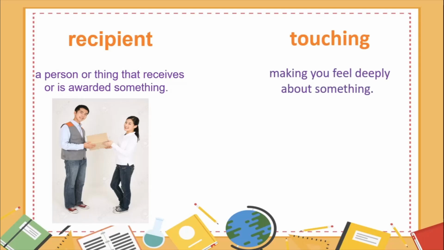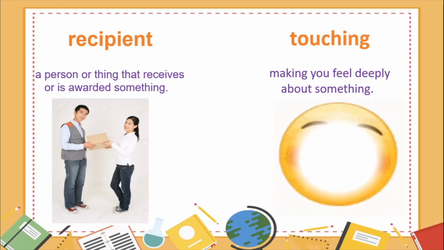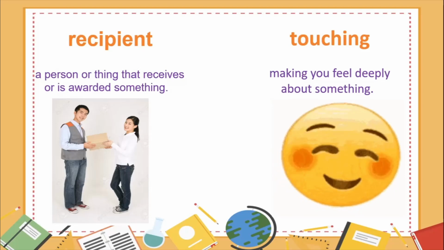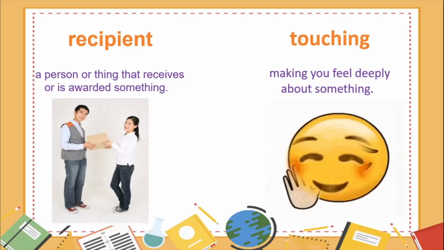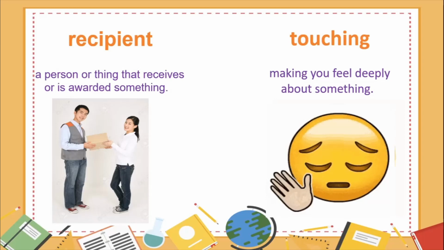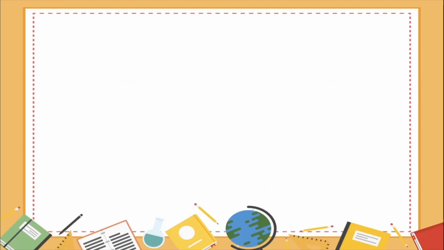So when something makes you feel deeply, there are some deep thoughts which come to you, or you feel very deeply about something, then it is called as touching. Okay, so this deep feeling can be feelings of happiness, or it can be feelings of sorrow also. Okay, so when you feel deeply about something, then that is called as being touched, or a touching thing. Then let's look at some more meanings.